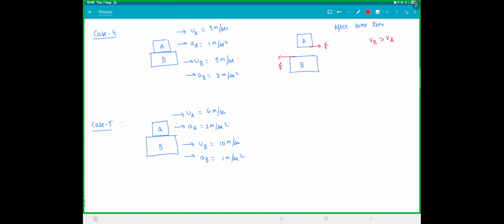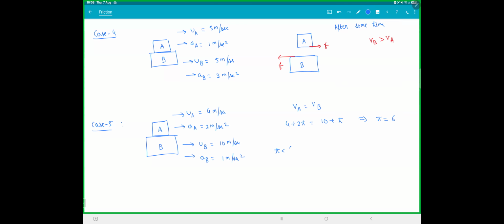What happens here? So case 5, see what happens. Initially, if you see, B's speed is more, but A's acceleration is more. So there will be one time when VA becomes equal to VB. So U plus AT, so this will be 4 plus 2T is equal to 10 plus T. So from here we get T is equal to 6 seconds.